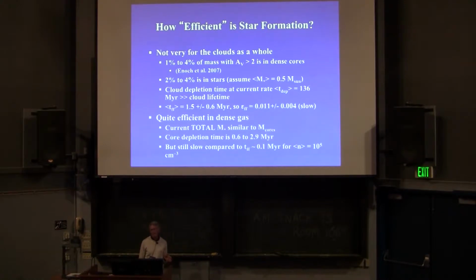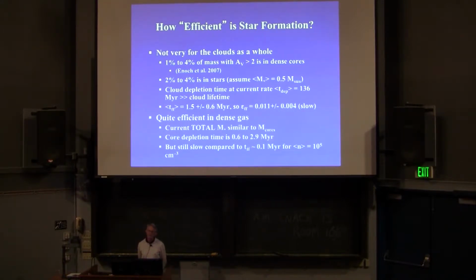And the first statement is about the dense cores. So in these clouds where we have good data, 1 to 4% of the mass is in the dense cores, and 2 to 4% of the mass is in stars. Okay, so it's a very small percentage in a 2 million year averaging time.